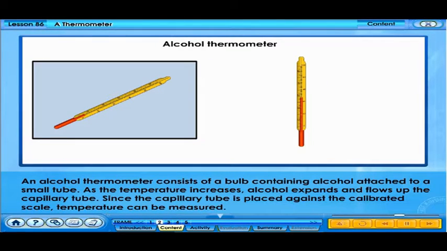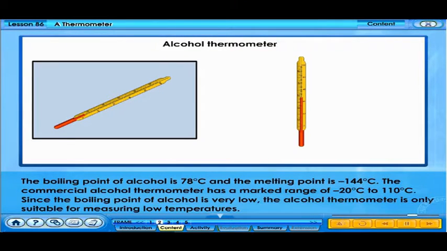An alcohol thermometer consists of a bulb containing alcohol attached to a small tube. As the temperature increases, alcohol expands and flows up the capillary tube. Since the capillary tube is placed against the calibrated scale, temperature can be measured.